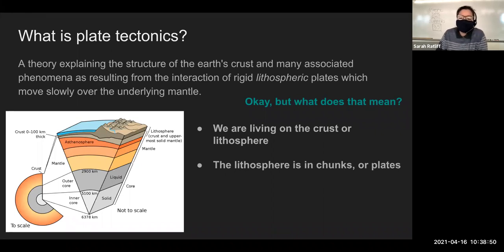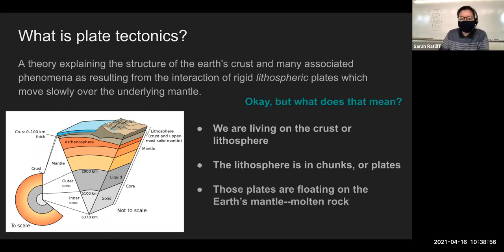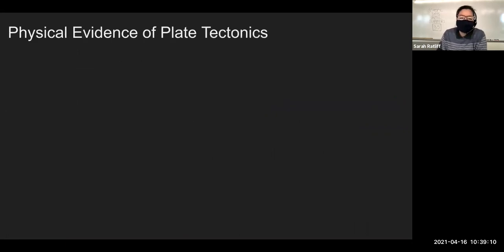The lithosphere is in chunks, or plates. Each continent is its own chunk. And those plates are floating around. Now, it's not happening like an ice cube in your water glass. It's happening, but it's really, really slow, almost imperceptibly slow. So what is the evidence we have that this is actually happening?